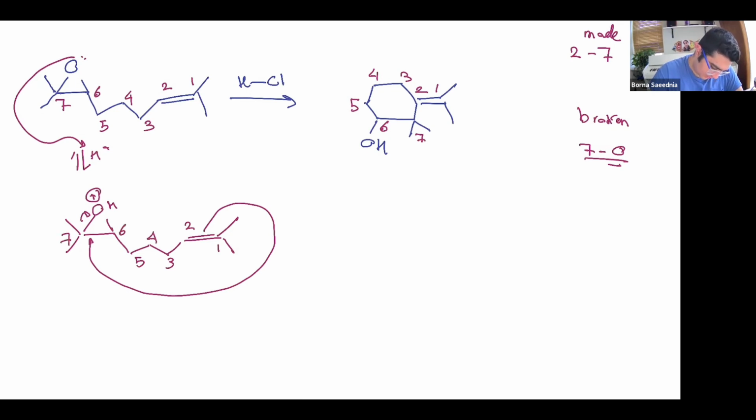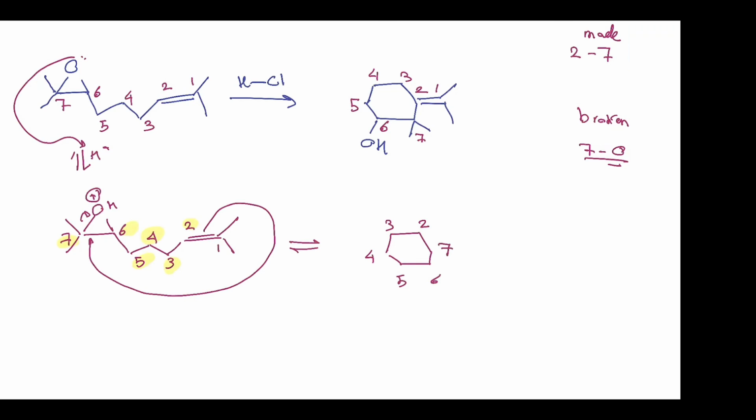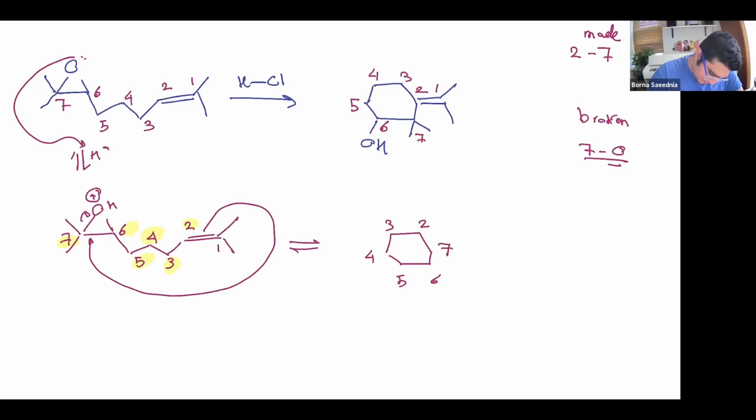So there's going to be a ring consisting of carbons 2, 3, 4, 5, 6, 7, which is 6. So I'm going to draw a 6-membered carbon-only ring. So 2, 3, 4, 5, 6, 7. On carbon 7, I'm going to have two methyls like this. On carbon 6, I'm going to have an OH. On carbon 2, I'm going to have an isopropyl with a positive charge on it, and that totally does make sense.